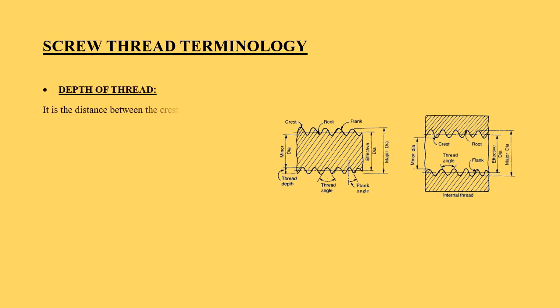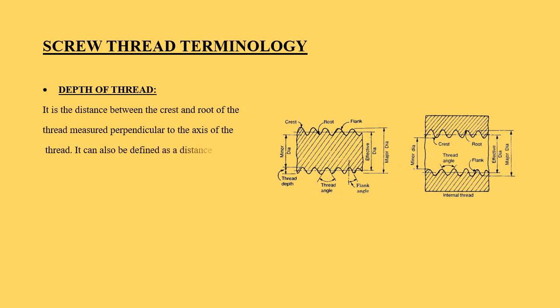The depth of thread is the distance between the crest and root of the thread, which is measured perpendicular to the axis of the thread. It is also defined as the distance measured radially between the major and the minor diameters.